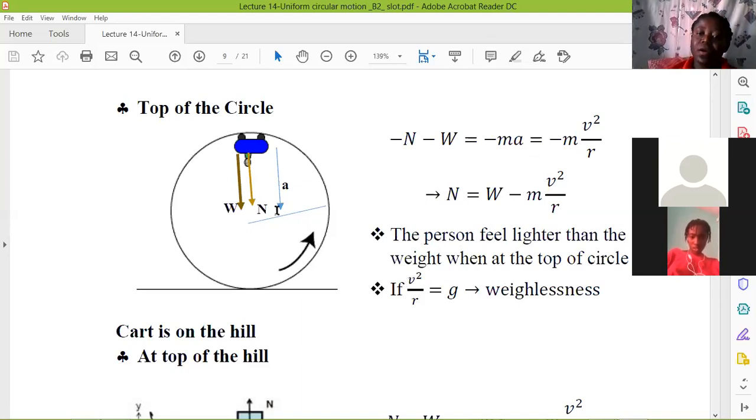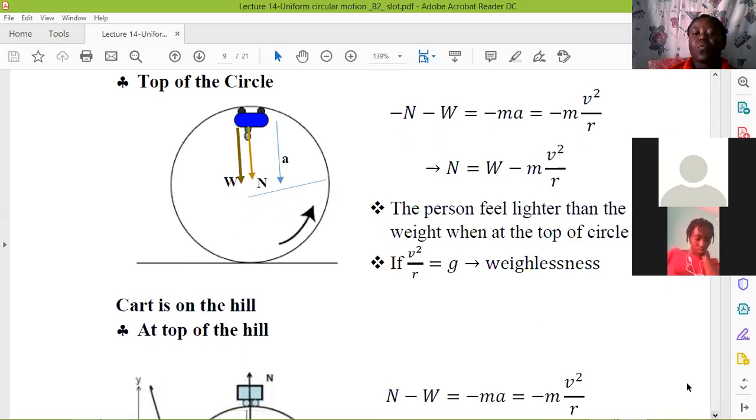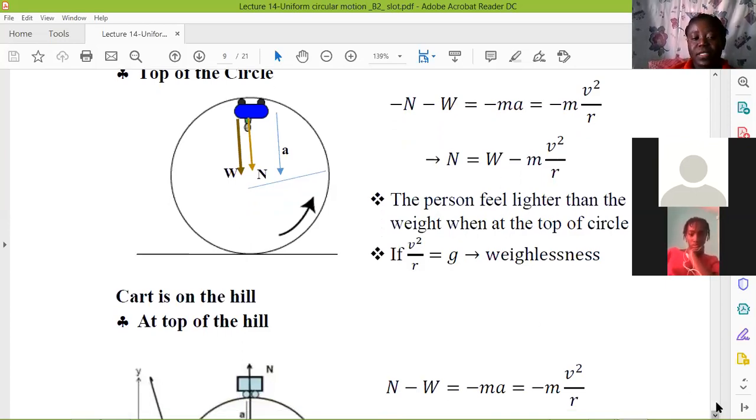So when you're at the top, you feel lighter than your weight. Okay, so this is almost like what we were doing with friction forces when we were looking at the apparent weights. This is what you will feel when you are at the top of the circle.